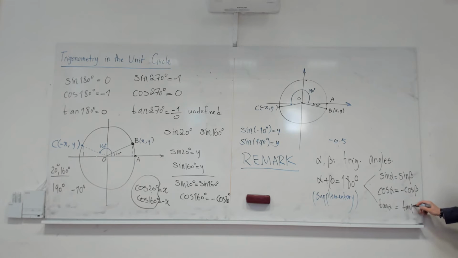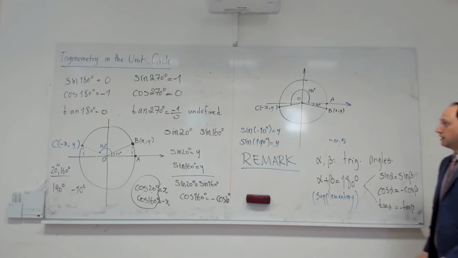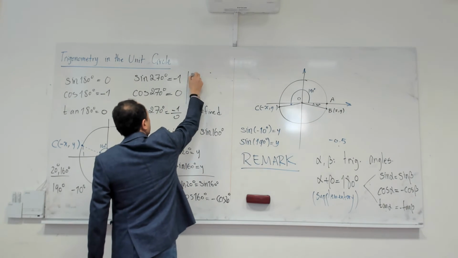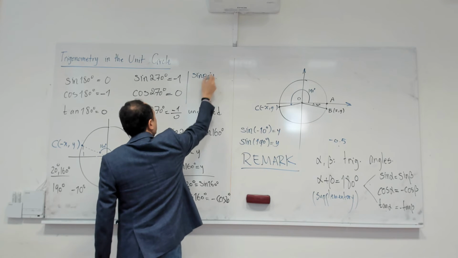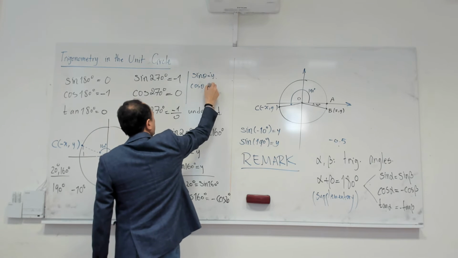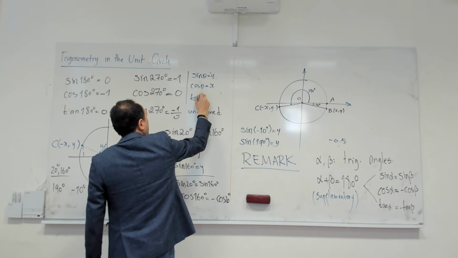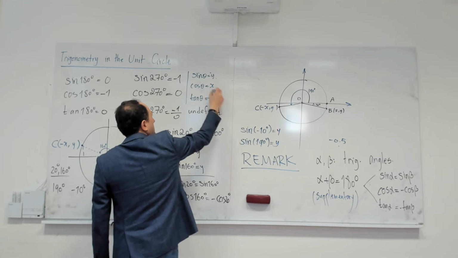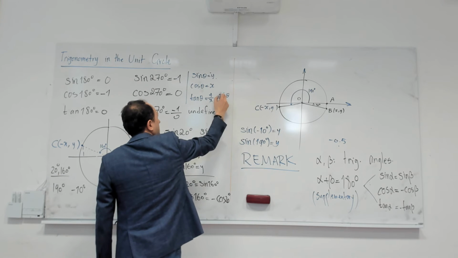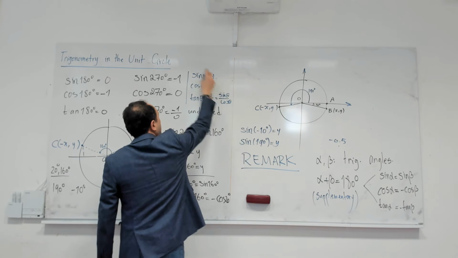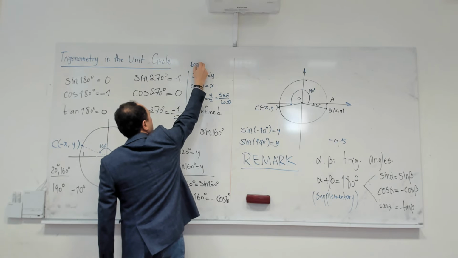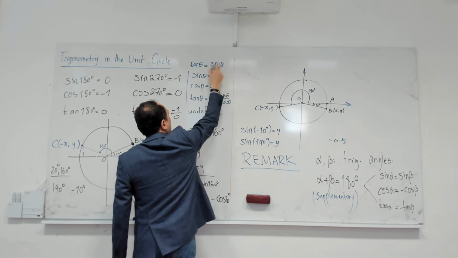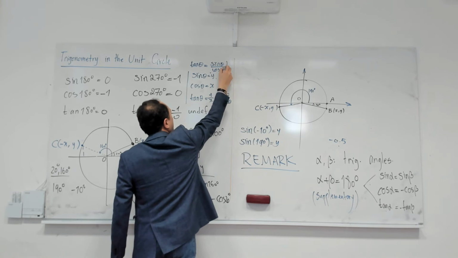Negative. Yes, that's also negative. By the way, I should have said this before. Do you remember how I defined these things? Sine theta was the y coordinate, cosine theta was the x coordinate, and do you remember what I defined for tangent? Y divided by x. But what is y? Y is sine. What is x? X is cosine. So that's an extremely important formula to remember in trigonometry. Tangent is always sine divided by cosine. Extremely important.